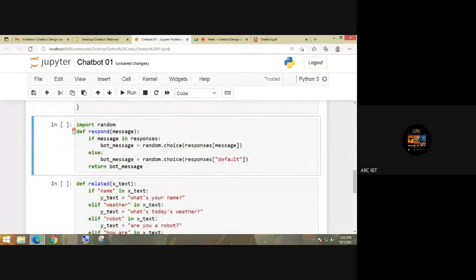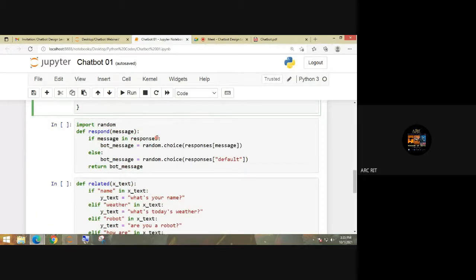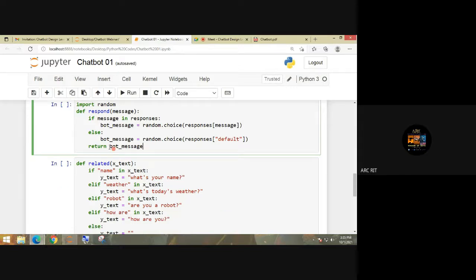Next part, I am importing one library, random, because now everything is going to be random, and I'm making a function to respond. If message in responses, and responses is my dictionary. If my message is in the responses, then choose one random choice. The bot message will choose. Else, my message is not in responses, so it will choose the default. The syntax is pretty easy to grasp. And then I will return the reply.